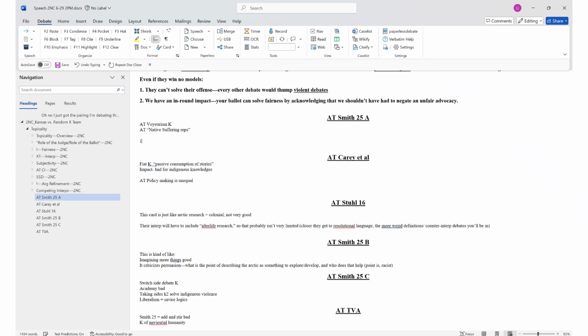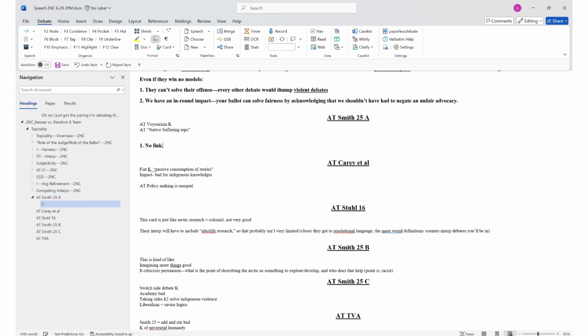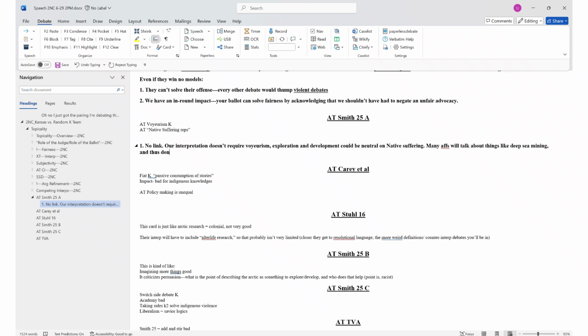So here I start with their first DA. I think no link. Why does the Arctic policy innately create voyeurism is my initial thought. So their other AFs are not going to be about native suffering. And even if they're about exploration and development, they might not innately include indigenous perspectives. I kind of thought I don't really want to say that exactly because if they don't include indigenous perspectives, that also seems to link to their offense.